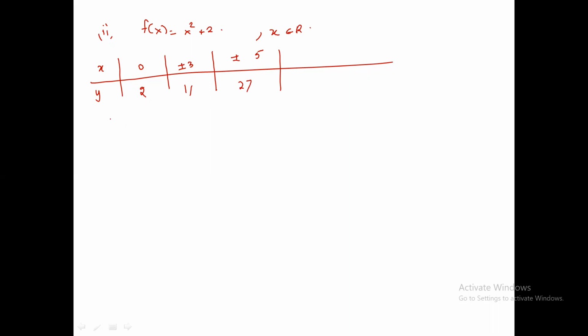So domain, as they said, x is any real number. Range, if you see, observe carefully. The range is starting with 2 and going to higher and higher numbers.